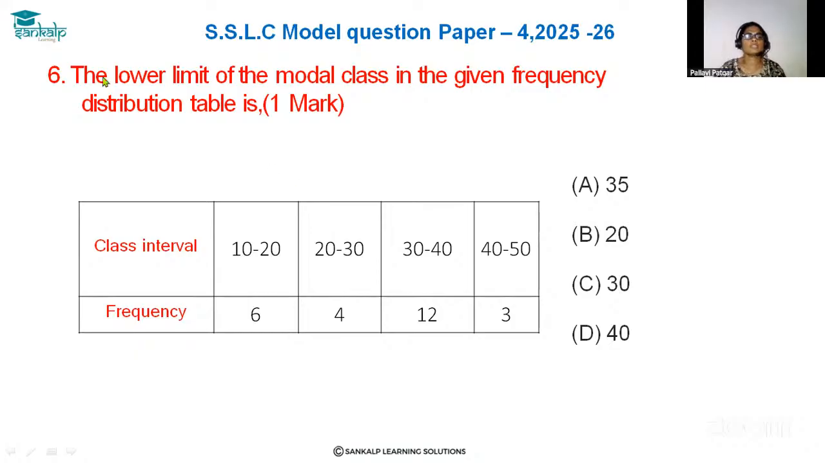Hello everyone. Look at the question number 6. The lower limit of the modal class in the given frequency distribution table. So class interval and frequency, these tables are given. So here we have to find the lower limit of the modal class in the given frequency distribution table. So here the modal class is the class interval with the highest frequency.